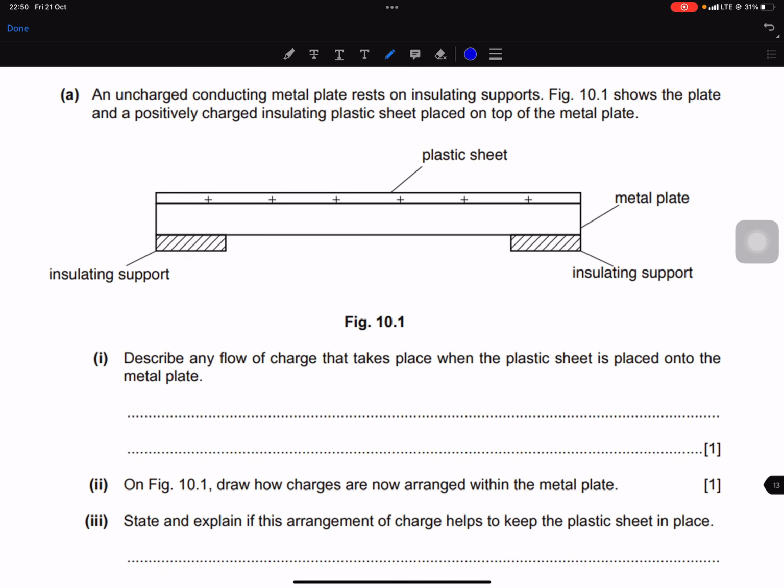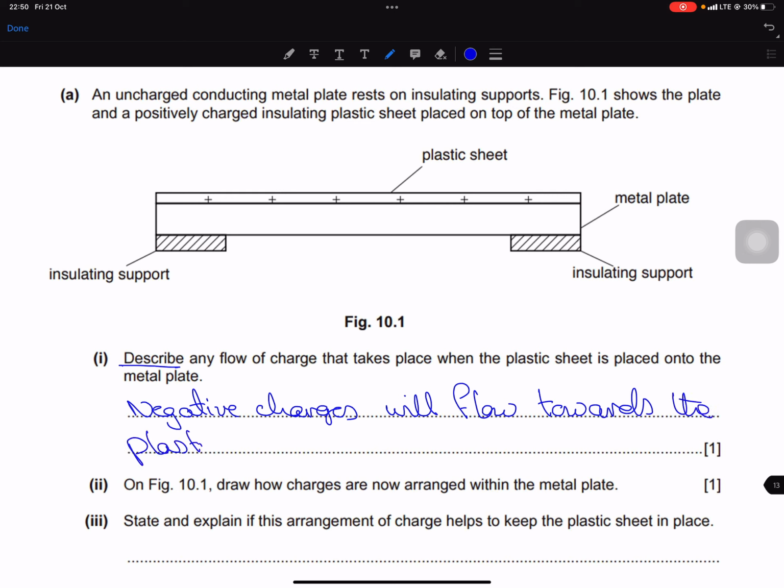In question number 15, it says describe. Remember this command term describe here means you don't need to give any reasons. Just describe what happens. Describe any flow of charge that takes place when the plastic sheet is placed onto the metal plate. You would say negative charges will flow towards the plastic sheet. All right, that's it.